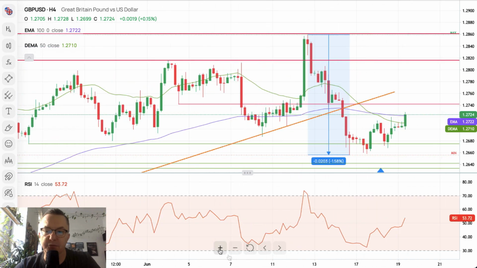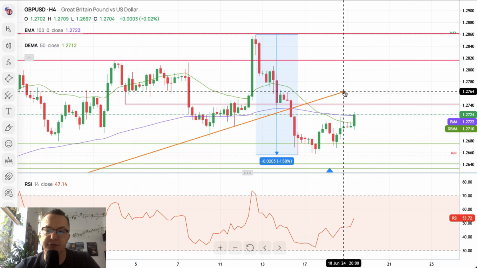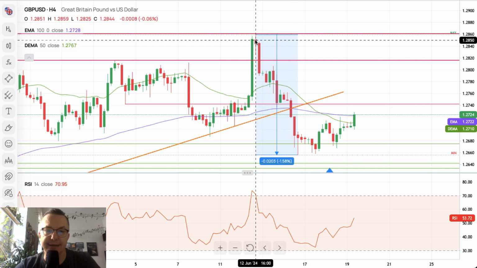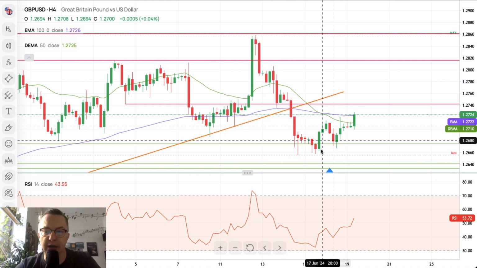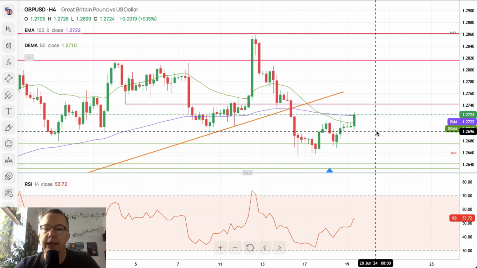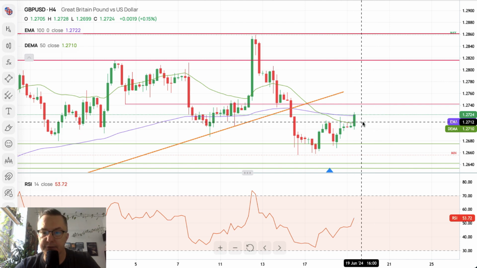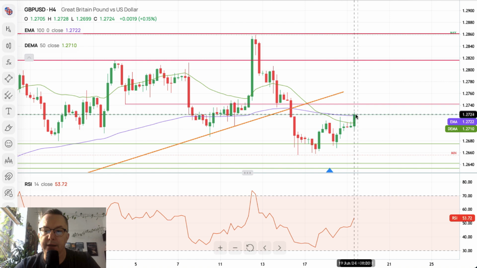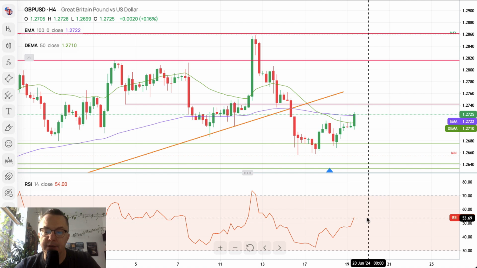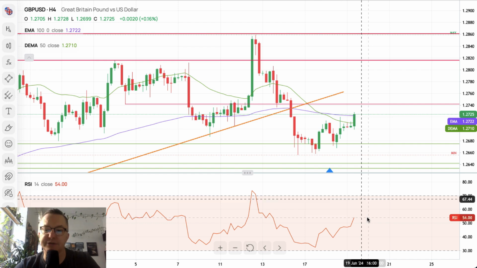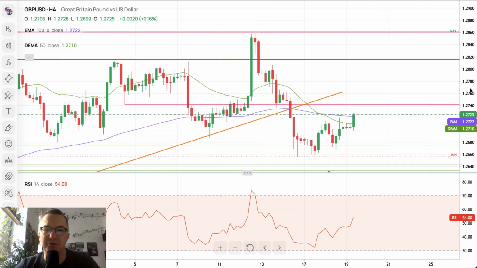So we got this movement to the downside, minus 1.58% after the high was made at the level of 1.2859. And now the bulls are trying to move higher due to better than expected data for CPI and PPI. The market is trying to hit the level of 1.2742, which is the technical resistance. The market is already trying to break above the 50 and 100 period moving averages, and the current RSI level is 53 points.